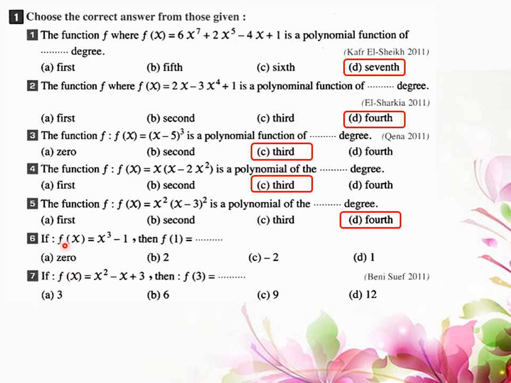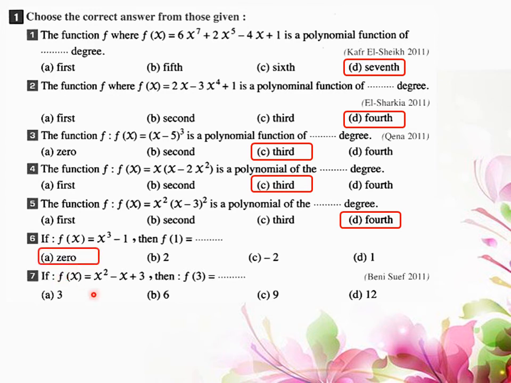Number 6, f of x equals x power 3 minus 1. So f of 1, what is the meaning of f of 1? We replace each x in the function by 1. So 1 power 3, 1 power anything equals 1. 1 power 3 equals 1. 1 minus 1 will be 0. So f of 1 equals 0.